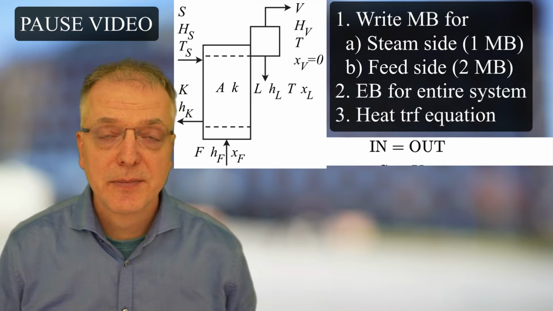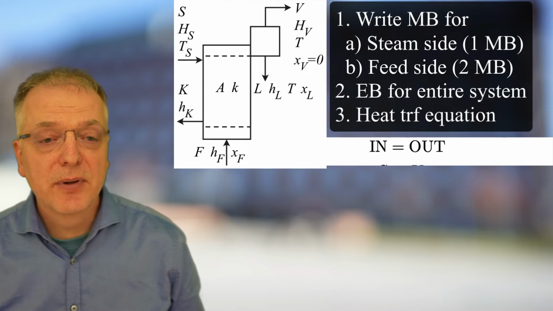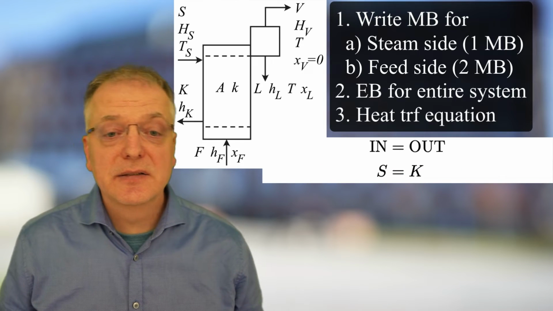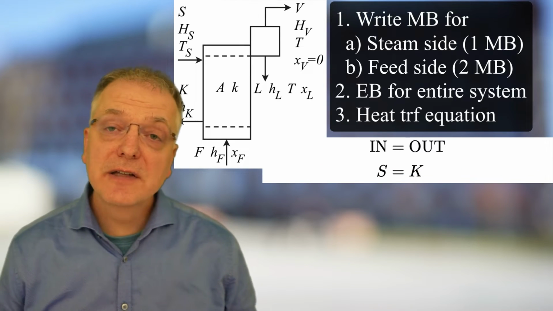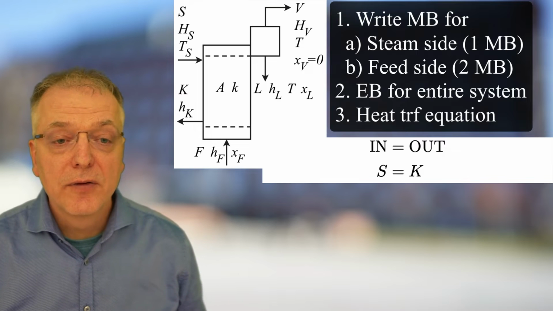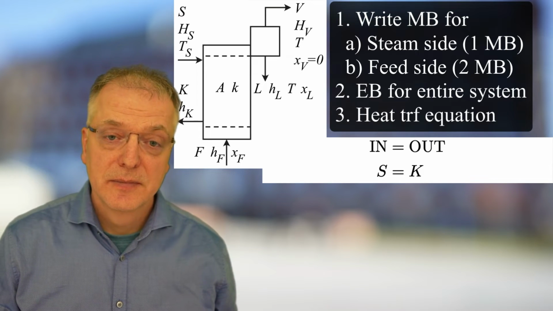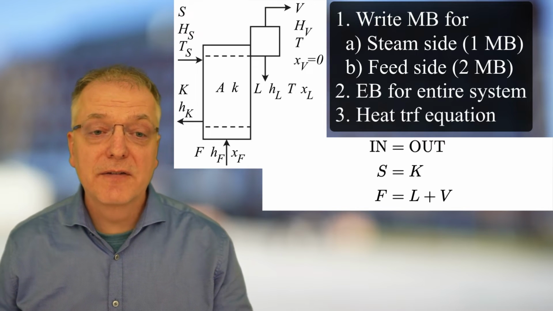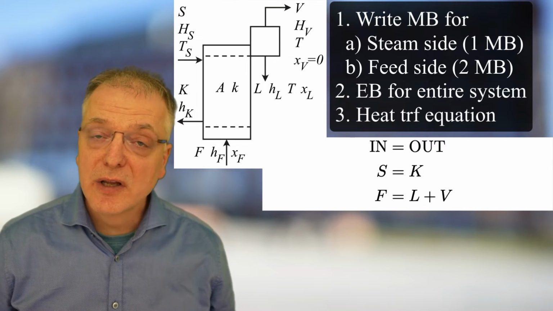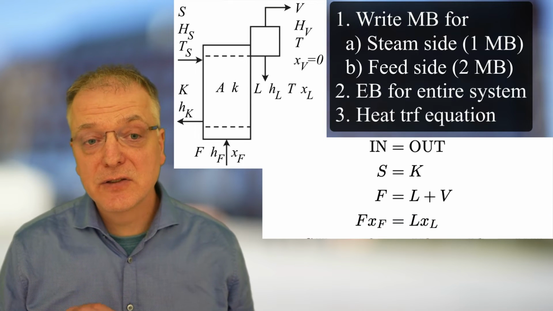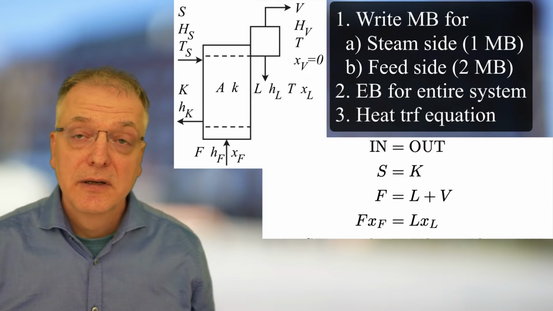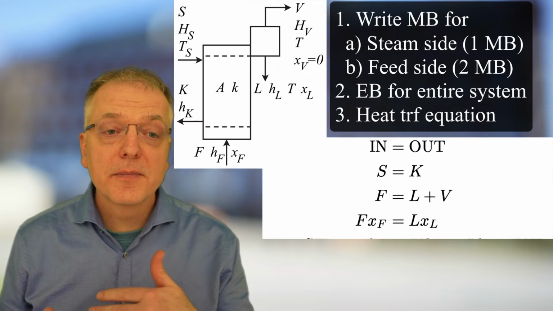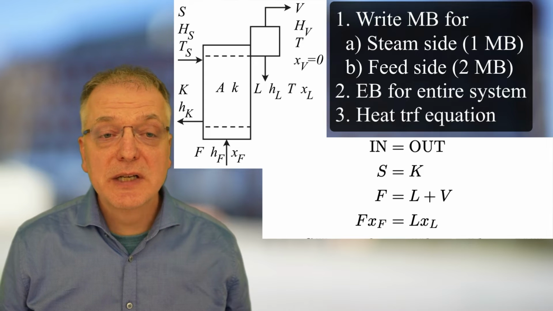The steam side is pretty simple, as we only have 1 component. S goes in and K goes out, so S equals K. On the feed side, we have 2 components, the volatile liquid and the solids. The liquid comes in as F and goes out as L and V, so F equals L plus V. For the solids, we have F times XF as solids flowing into the system. If the phase separation is perfect, there are no solids in the vapor, so what comes out is L times XL.